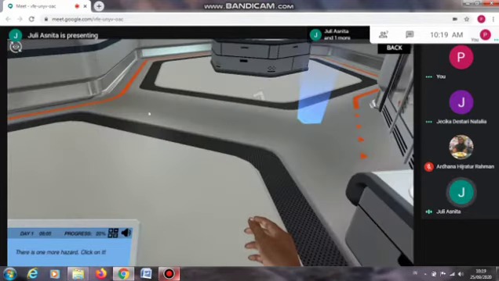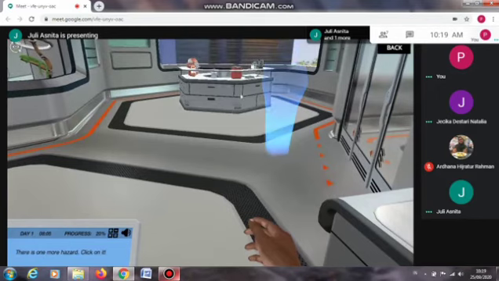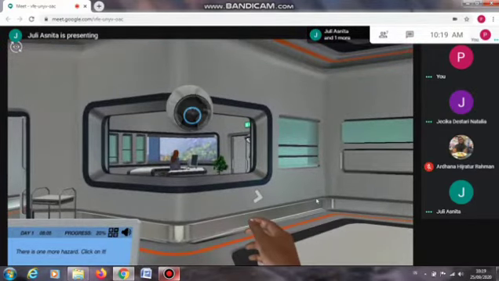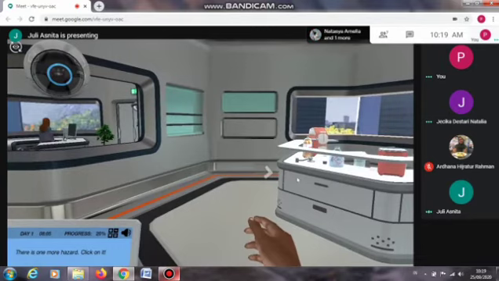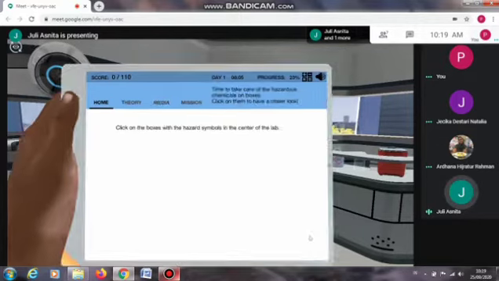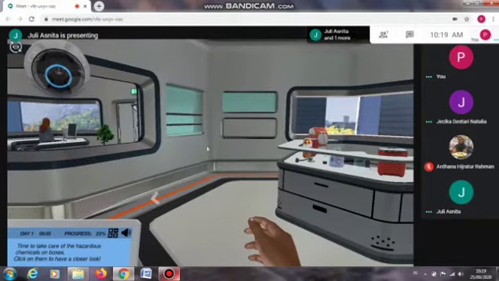Let's go here first. That's it. This bench looks very messy. It is important to keep the lab bench tidy. Time to take care of the hazardous chemicals on the boxes.